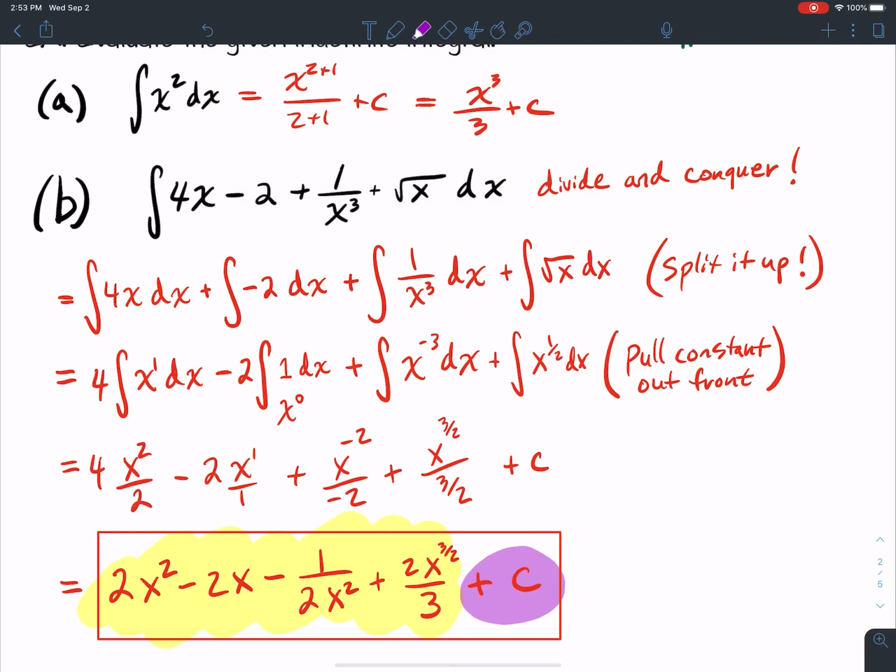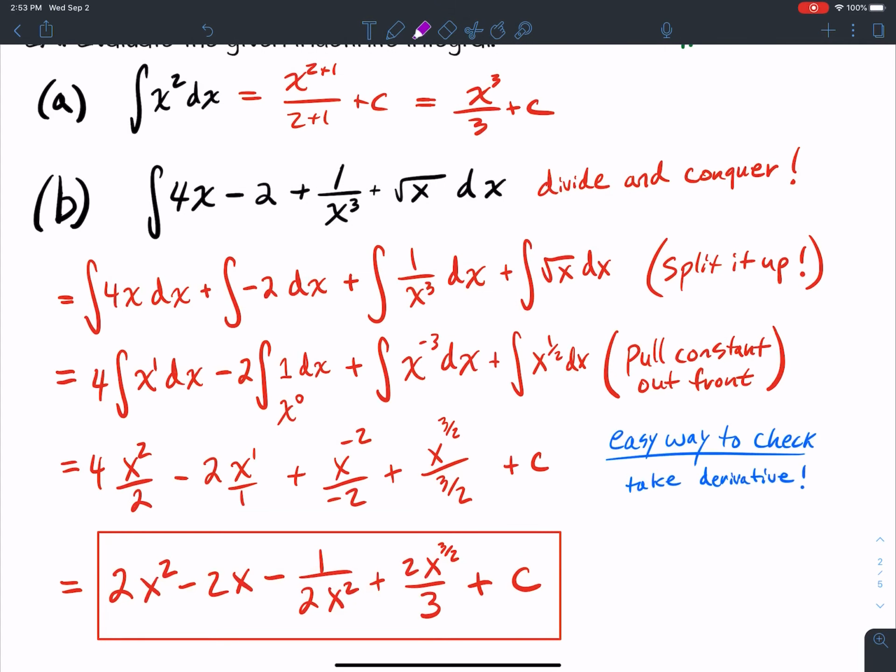The easiest part is to write out that plus C to the side. So don't forget that. Now there's an easy way to check. All I've got to do is take the derivative of this thing. And if I take the derivative and it equals this, then I know that I did the problem right. Okay, so it's pretty cool.